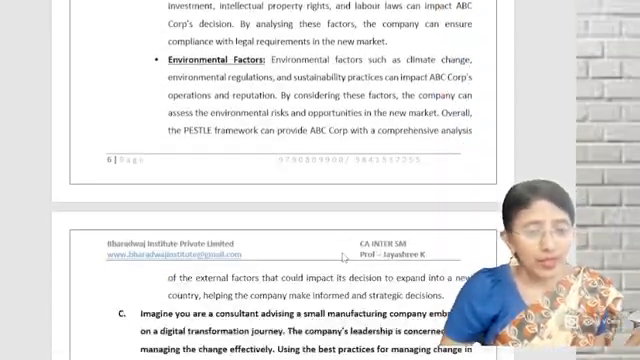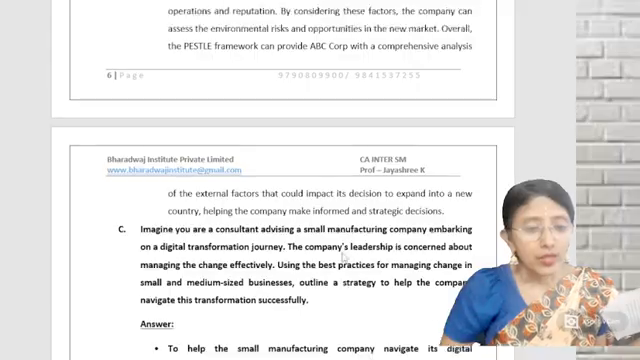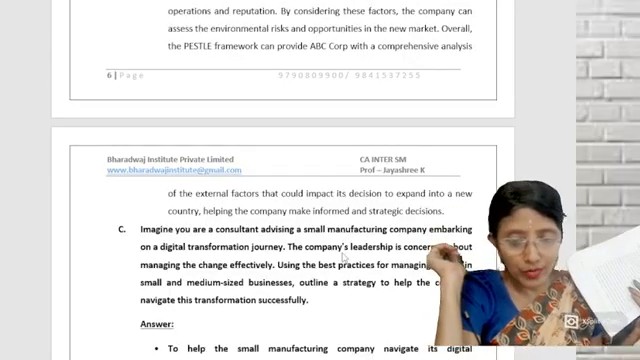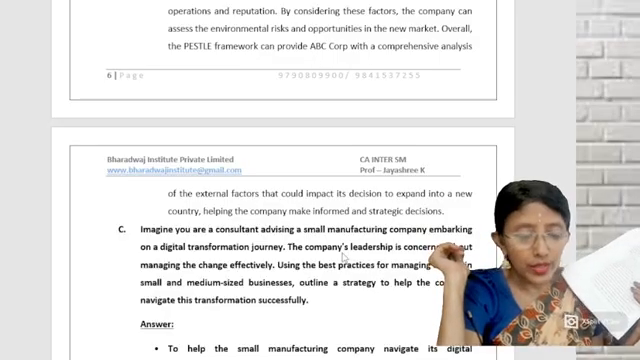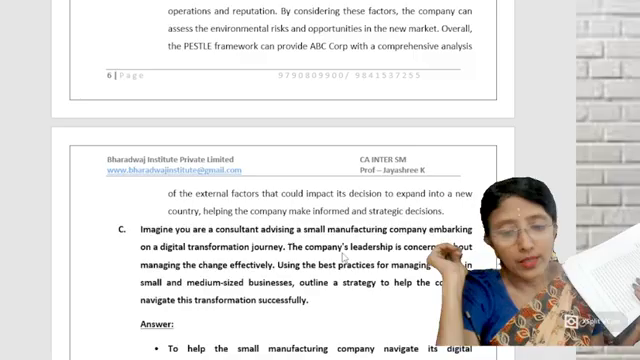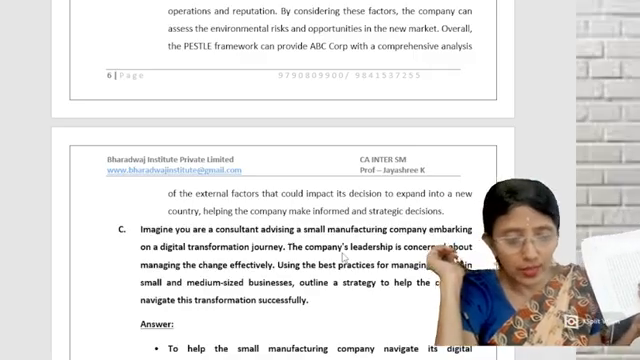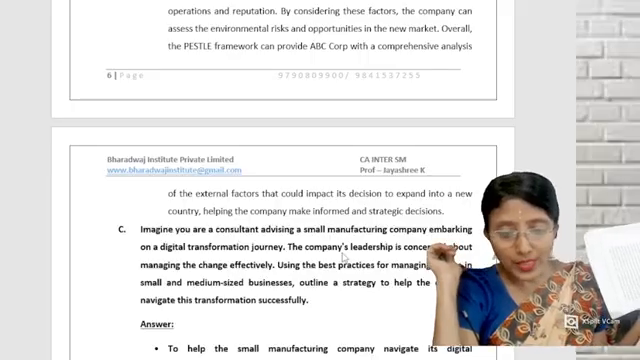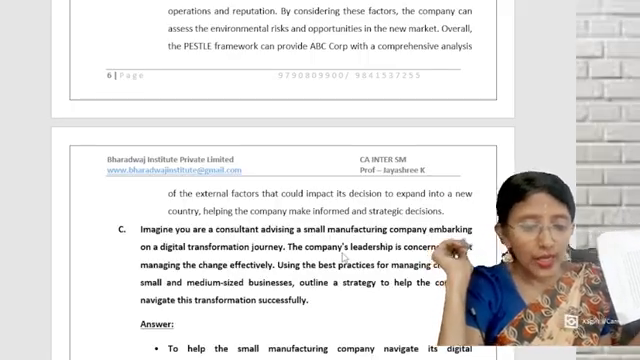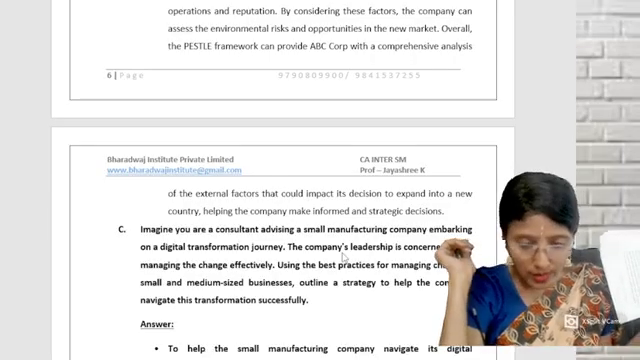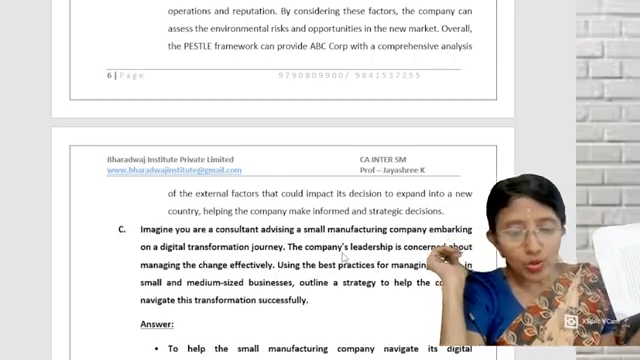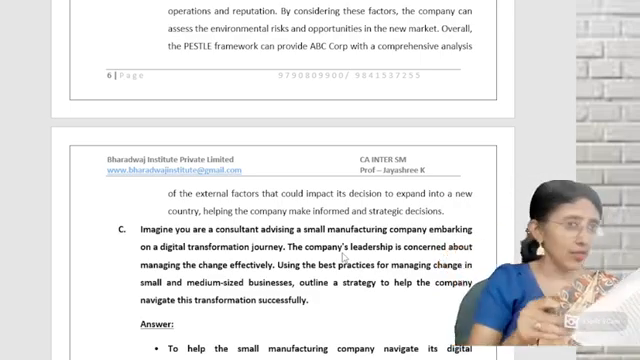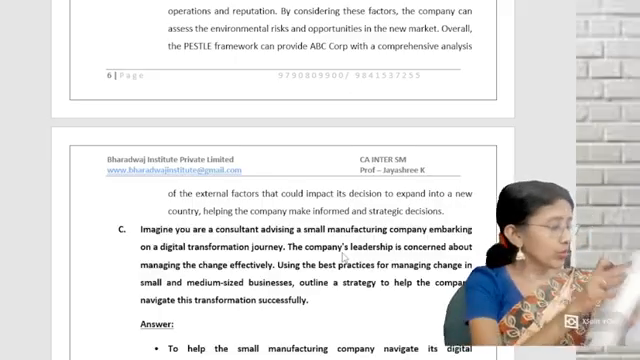Are you clear? Okay. Then imagine you are a consultant advising a small manufacturing company embarking on a digital transformation journey. The company's leadership is concerned about managing the change effectively. Using the best practices for managing change in small and medium-sized businesses, outline a strategy to help the company navigate this transformation successfully. Let me see what you're going to tell me here.